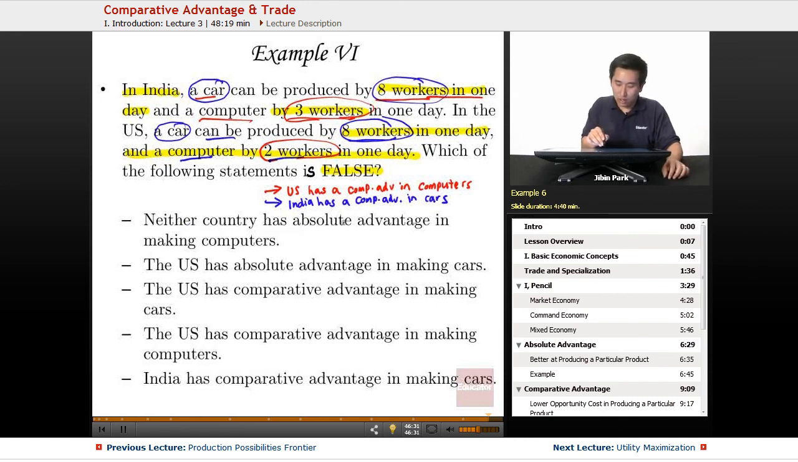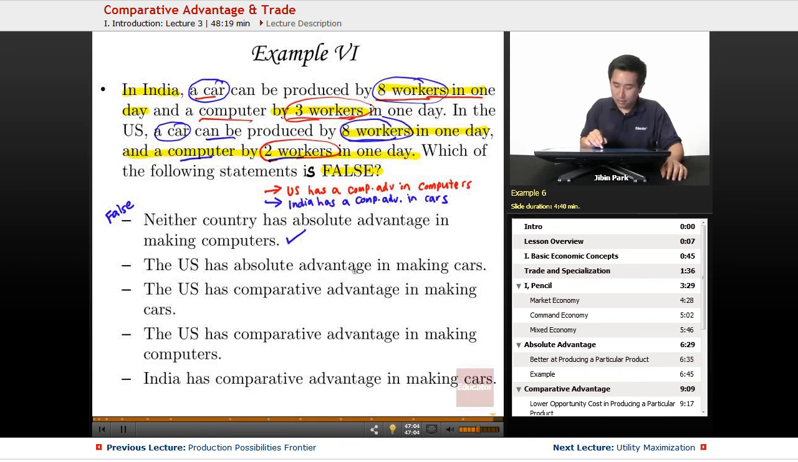So neither country has absolute advantage in making computers. Let's take a look at that. A car can be produced by 8 workers, and a computer can be produced by 3 workers here. 8 workers for a car, and a computer by 2 workers right here. This is actually false. So we can already figure out that this is actually false here.